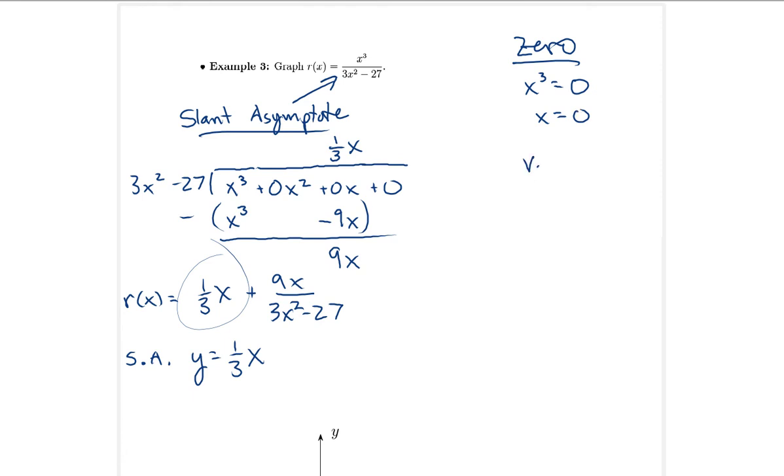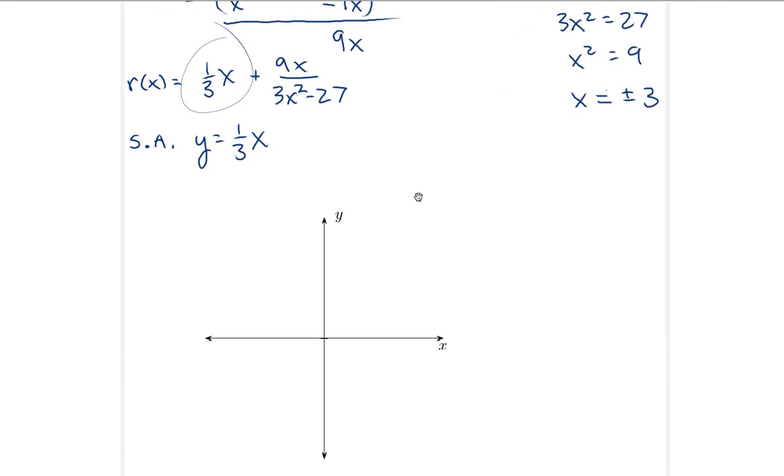And then vertical asymptotes, right? That's when the bottom equals 0. So 3x squared equals 27. And then when I divide by 3, that gives me 9. So x equals plus or minus 3. Okay, and you notice here there's definitely nowhere where we can cancel the top and bottom, so there's no holes or anything like that. So now I kind of know whereabouts to put things.